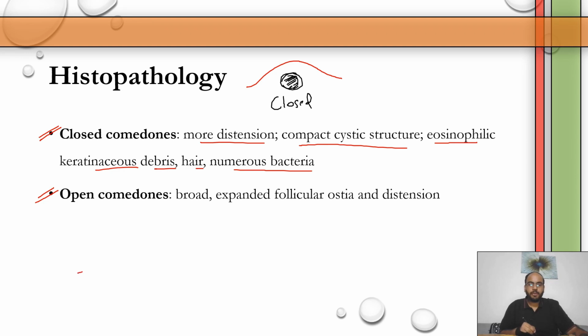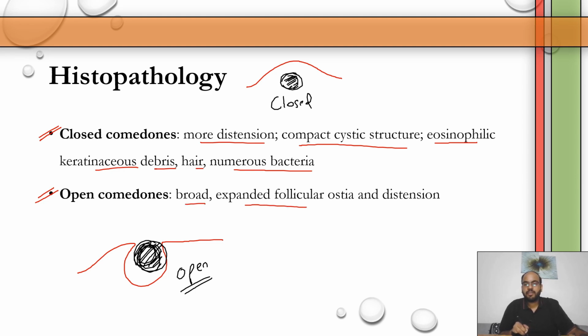Okay. In an open comedone, this follicular opening is open, and you can see the black oxidized keratin and melanin to form an open comedone. Okay. So in an open comedone, you have a broad, expanded follicular ostia. In a closed comedone, you have closed ostia. In open, you have expanded open ostia, and there's distension, the dilatation of the follicle in an open comedone. So this is the histopathology of open and closed comedones.